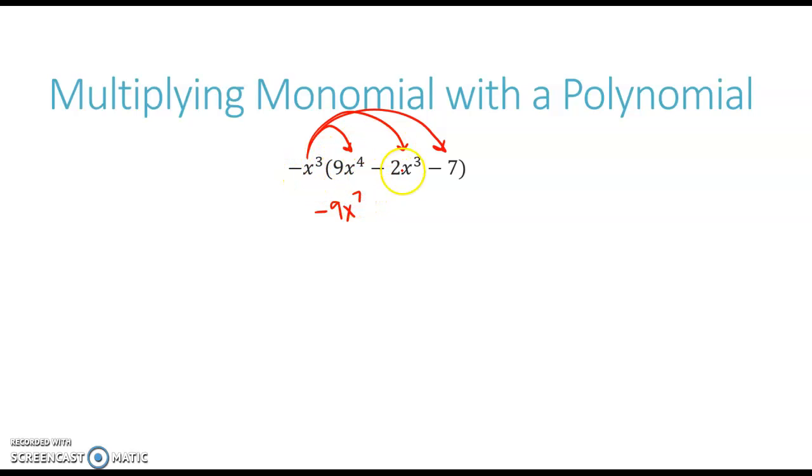And then I'm going to multiply negative 1 times negative 2, which becomes a positive 2. And then x cubed times x cubed, I'm going to add those exponents, becomes x to the 6th. And then negative 1 times negative 7 is a positive 7. This one doesn't have an x, so you could think of that as x to the 0 power. That just means that we now put x cubed with our 7, and that is our answer. And that's how we multiply a monomial, in this case a monomial with a trinomial.